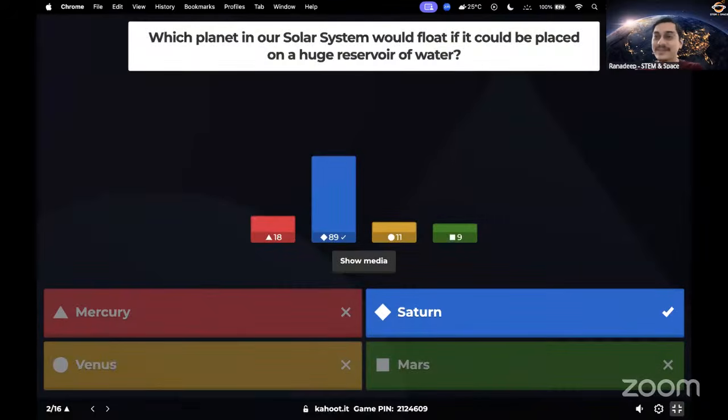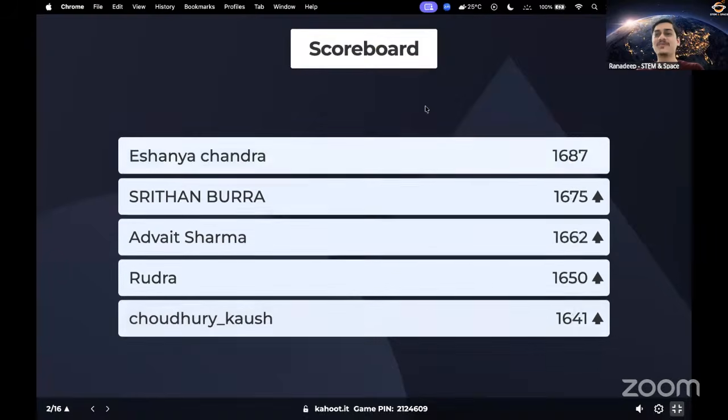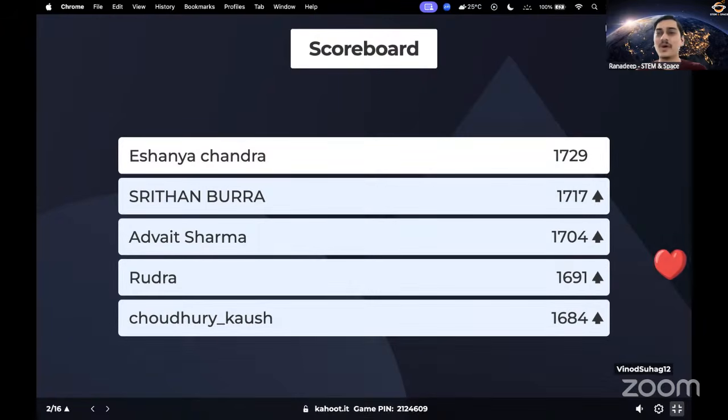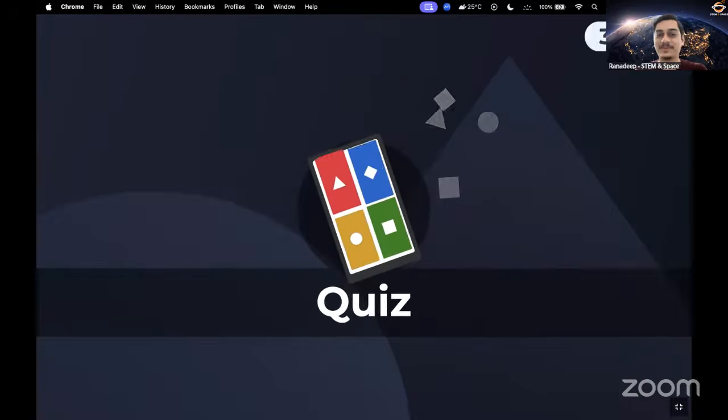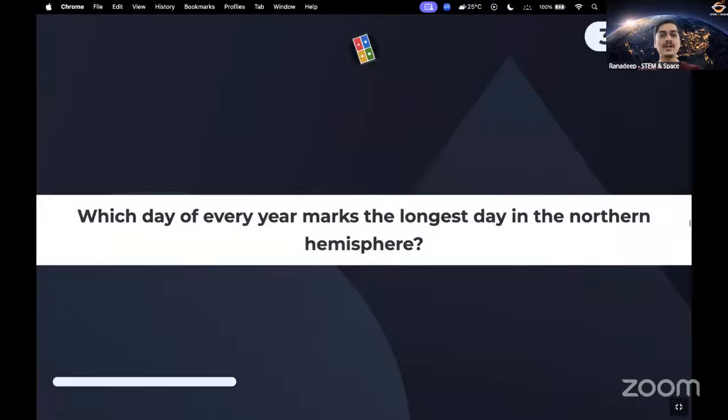Well, this is how the scoreboard looks after the second one. But since it keeps changing as we move through the questions, I'm going to quickly go through the scoreboard as we move along. Let's move on to the next question. Which day of every year marks the longest day in the Northern Hemisphere?